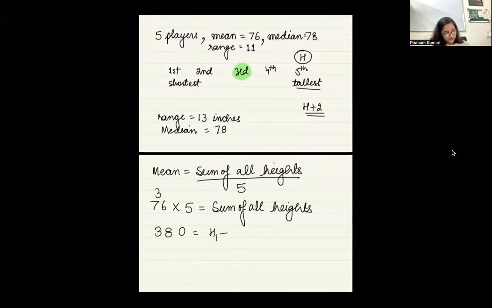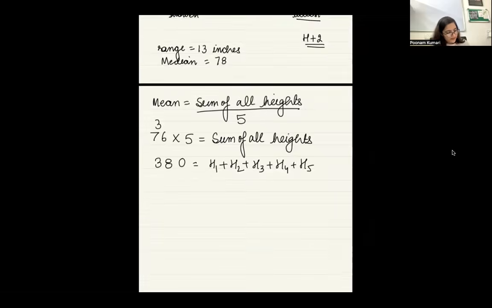Height of the first position, height of the second position, height of the third position person, height of the fourth position person, height of the fifth position person, right? That will be the sum of heights. Now what has happened? There is one person, the fifth person. You have replaced him with someone who has a height of 2 units extra. So whatever this sum is, what will be the new sum? 382. 2 units extra will be there in the total sum of heights.